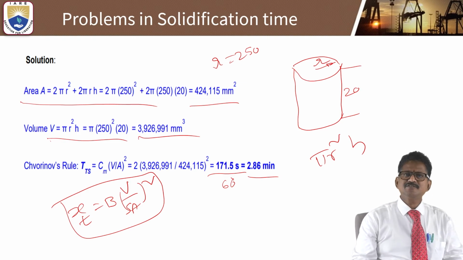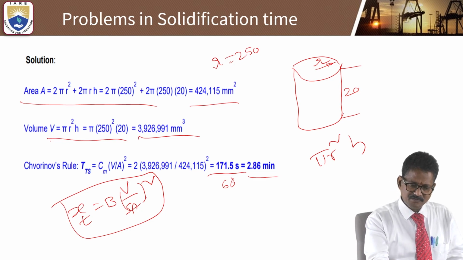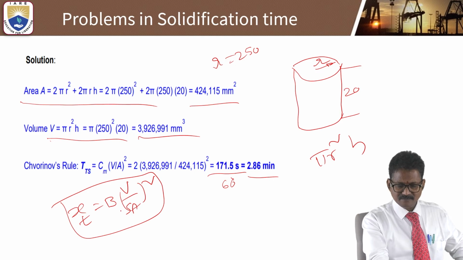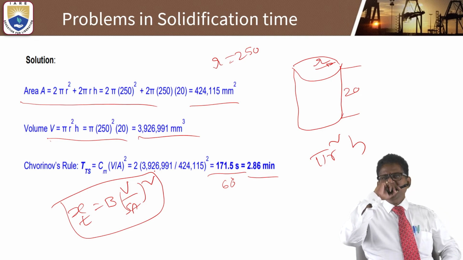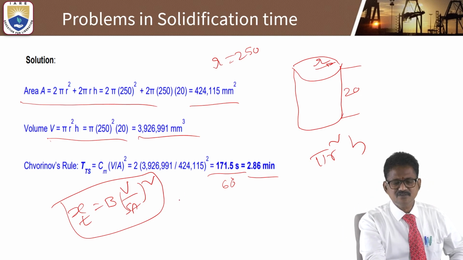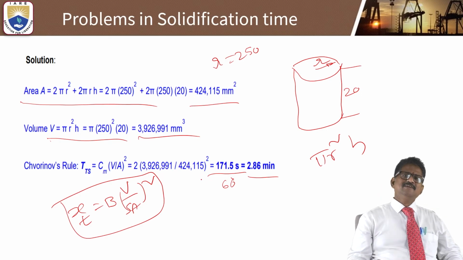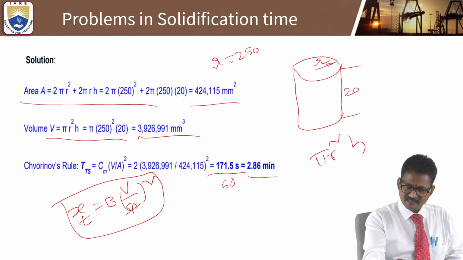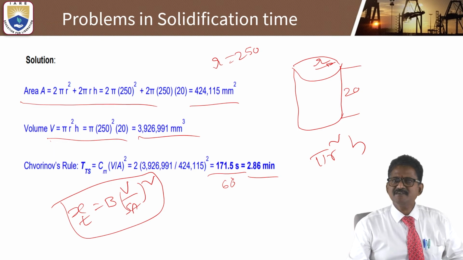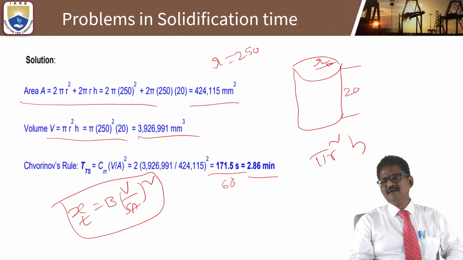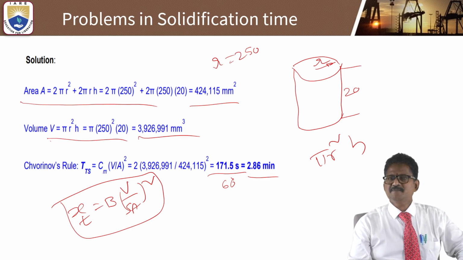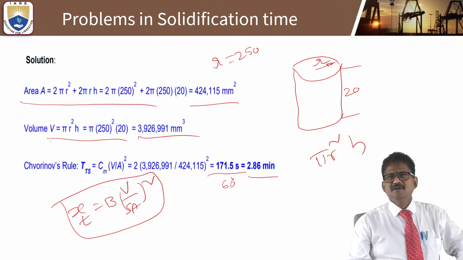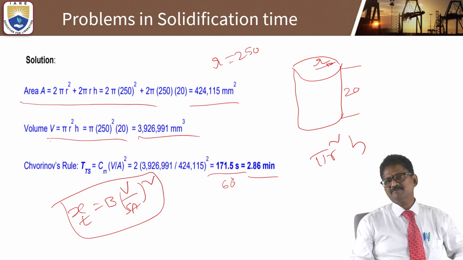And according to Chvorinov's rule, the formula is simple: t is equal to B into V by surface area whole square. So because of this, with 2 into volume by surface area whole square, you can simplify it and you will get 171.5 seconds. You can convert the seconds into minutes by dividing by 60, and you will get 2.86 minutes. You can even convert this minute into hours by dividing by another 60, for some other purpose. So this is the important problem on solidification time.